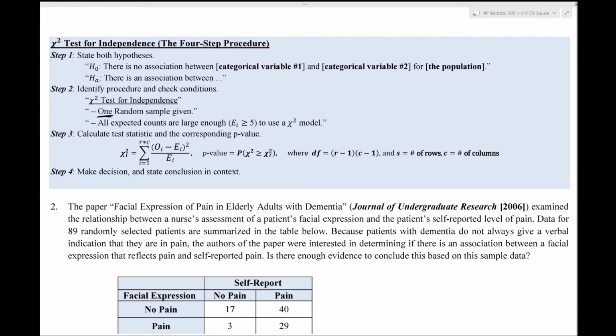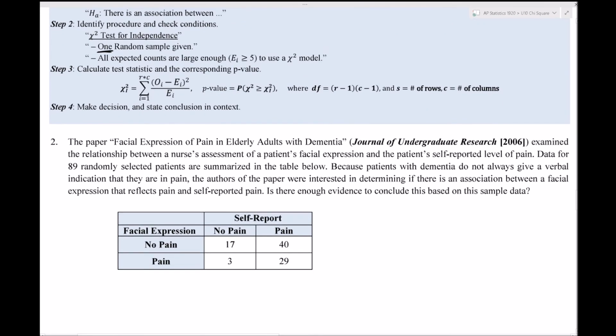Then all expected counts need to be large, and what's good enough? 5 or more in every category or every entry. So then step 3, you calculate your chi-square statistic, which is just the same formula. Degrees of freedom, formula is given here, and then your conclusion for step 4. So we'll try this for number 2, and we'll be done.